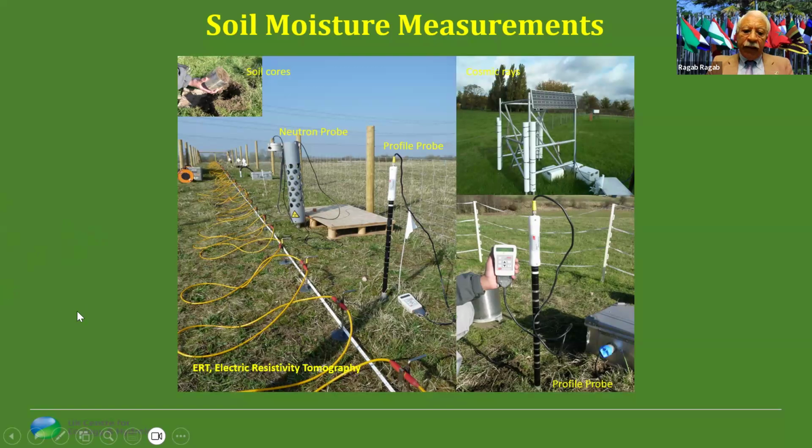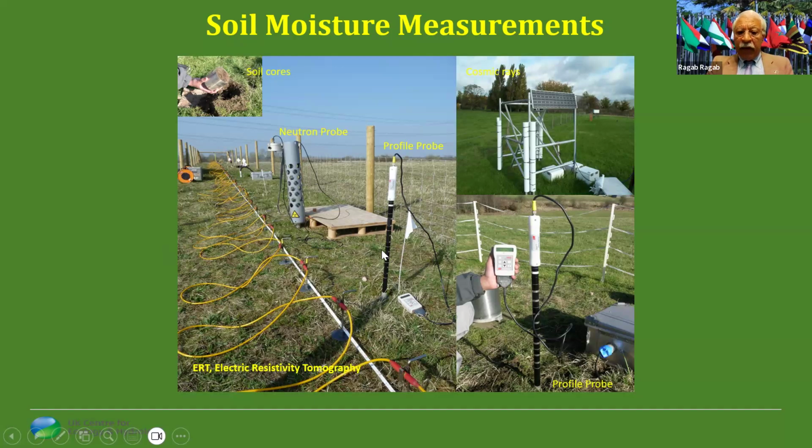So Delta-T company in Cambridge came with an idea similar to the neutron probe. It's called the profile probe, where you can measure the soil moisture at different depths without having a radioactive source. But this is still a point measurement. This is also a point measurement. This is also a point measurement. It doesn't give you area-based measurements.